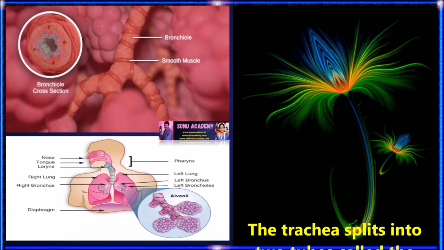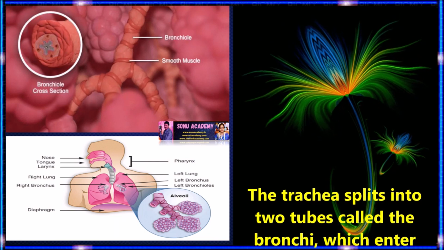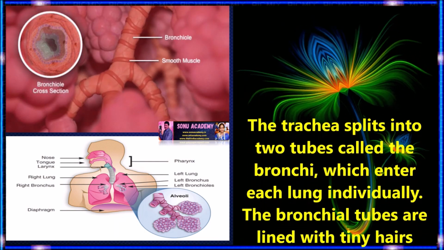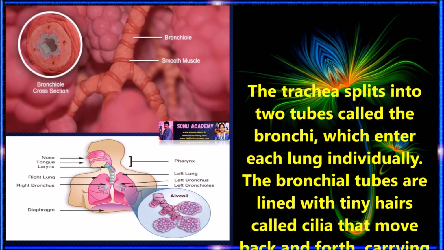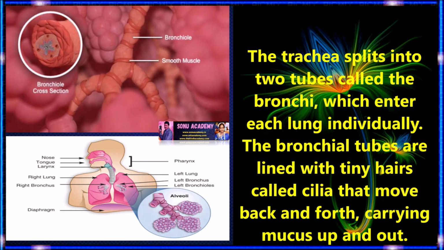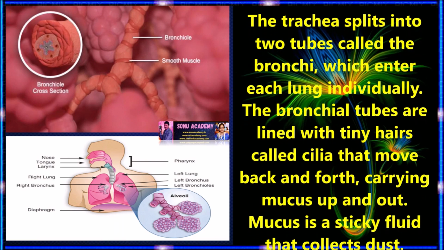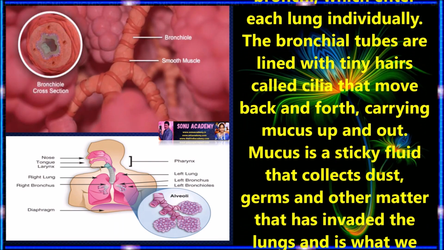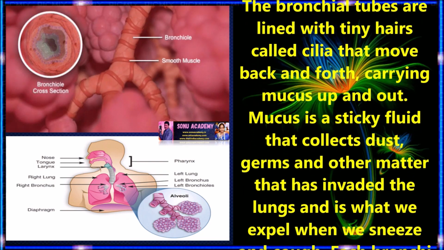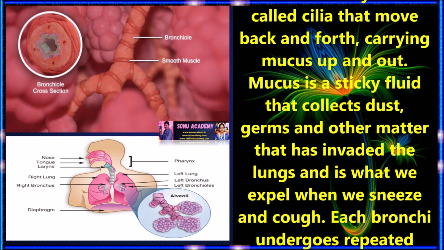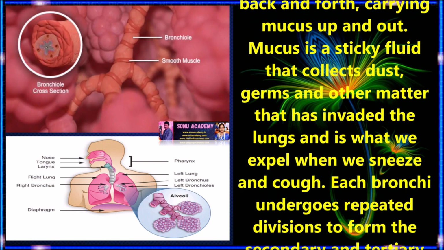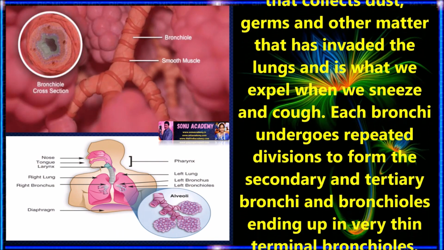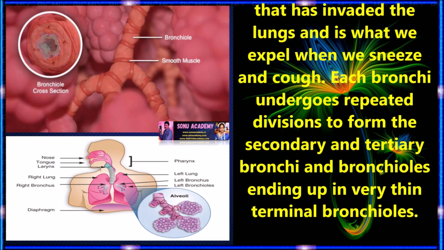Now let us discuss bronchi. The trachea, as we discussed, splits into two tubes called bronchi, which enter each lung individually. The bronchial tubes are lined with tiny hairs called cilia that move back and forth, carrying mucus up and out. Mucus is a sticky fluid that collects dust, germs and other matter that has invaded the lungs, and it is what we expel when we sneeze and cough.